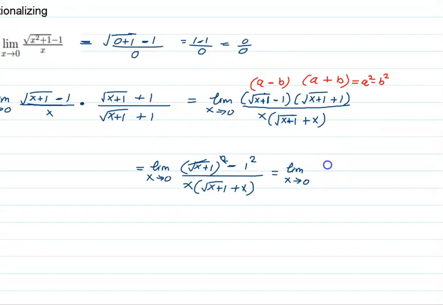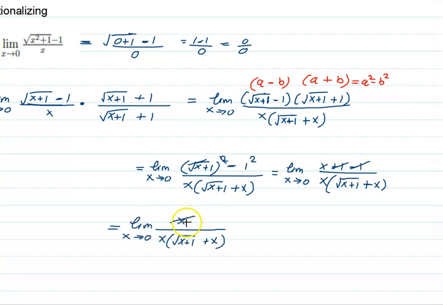and on the top we are left with x plus 1 minus 1 over x times the whole expression. Now this plus 1 and minus 1 get cancelled. On the top we are left with just x, and this further gets cross cancelled with x in the bottom.